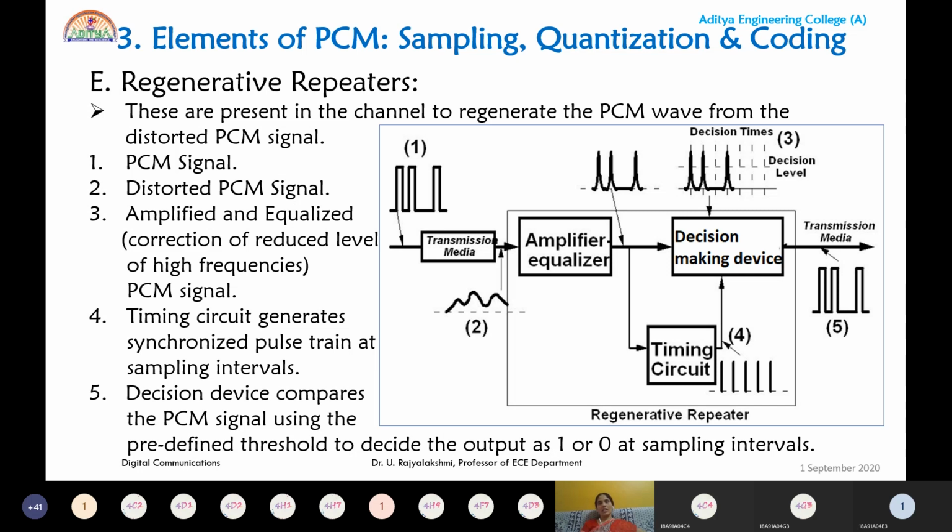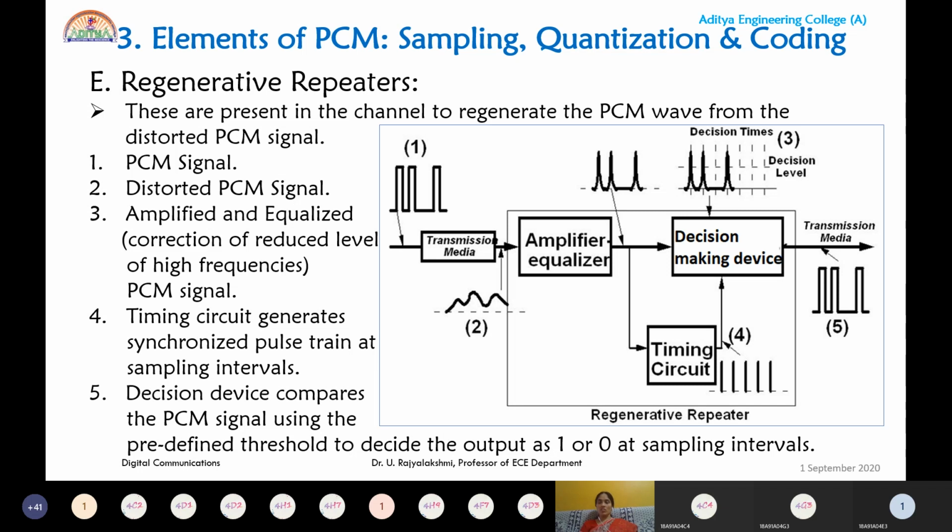Now that signal is compared with the decision level. This decision level is nothing but the predefined threshold value. This value is generally a constant, a predefined value provided by the manufacturer. So the strengthened PCM signal is compared with the threshold, and the output of the decision making device will be 1 whenever the distorted PCM magnitude is greater than the decision level, and it is equal to 0 when the PCM signal magnitude is less than the decision level.